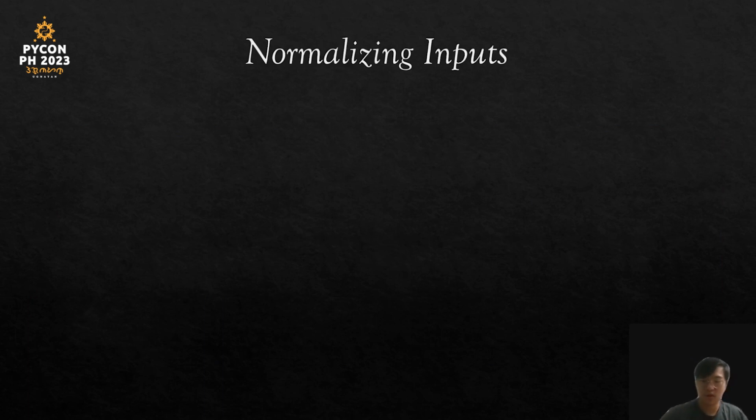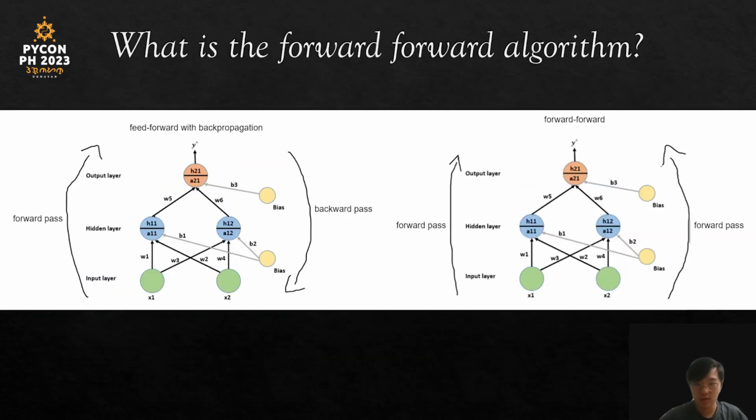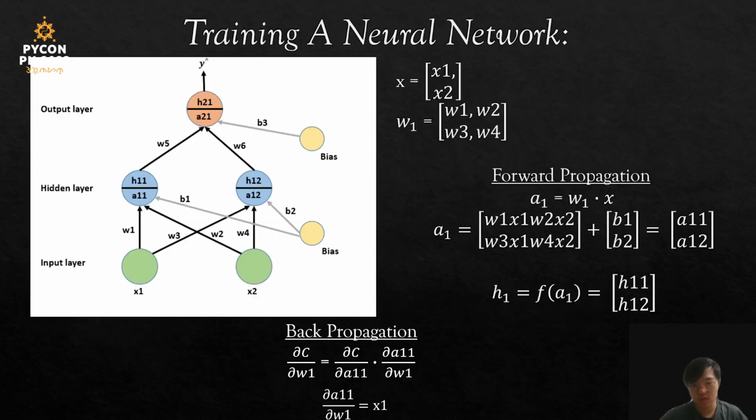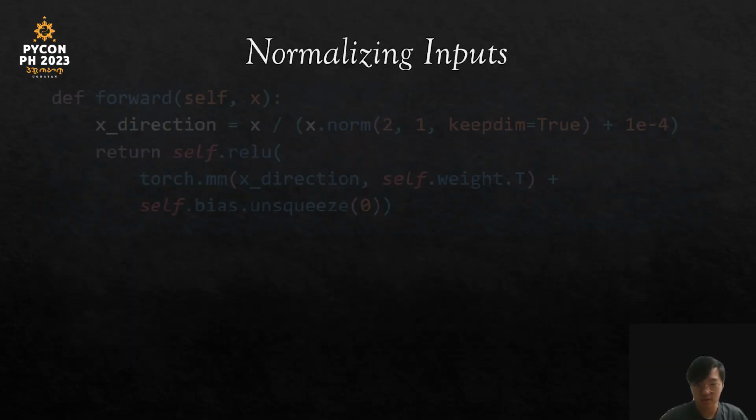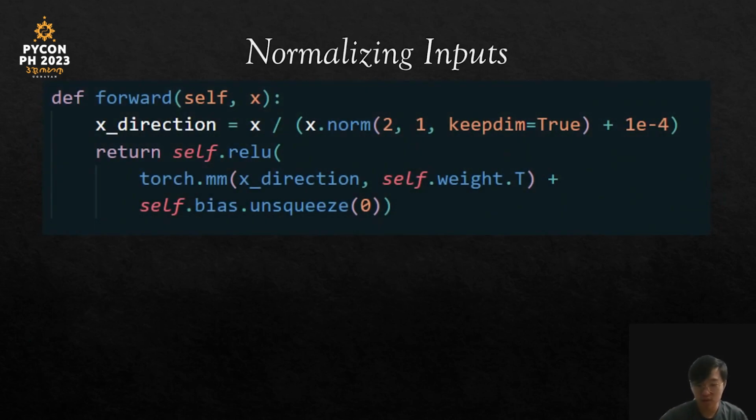Anyways, one more thing actually about the forward algorithm. During the forward propagation in the forward algorithm, we do not just matrix multiply the weights with the input. Okay, I have to scroll. Over here, right, we just matrix multiply the weights with the input. However, in the forward algorithm, during the forward propagation, we do not just matrix multiply the weights with the input like that. We have to normalize the input first, then we matrix multiply the weights with the normalized input.